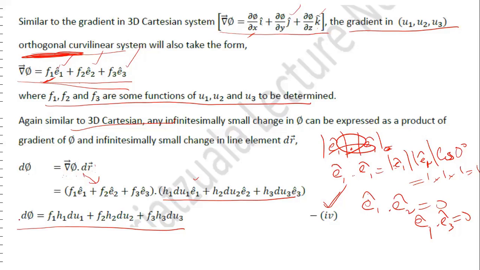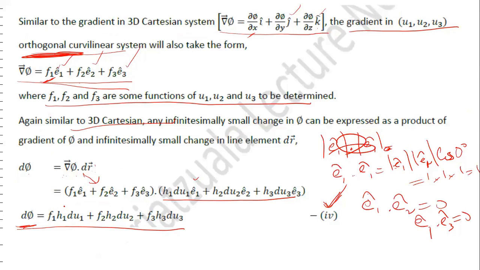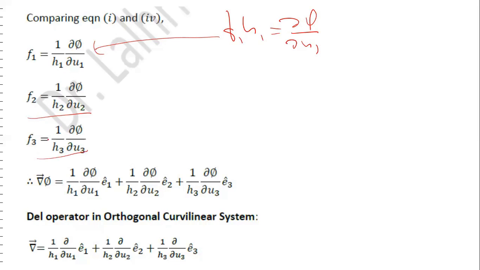Now you compare this d phi, change in phi, as given by equation number 4, and change in phi as given by equation number 1. If you compare these two, the coefficient of du1 here is del phi upon del u1. The coefficient of du1 here is f1 into h1. So by comparison, you can see that f1 h1 is equal to del phi upon del u1, right? So from here you can write your f1 as 1 upon h1 into del phi upon del u1, and your f2 also you can obtain it like this, and this, right?